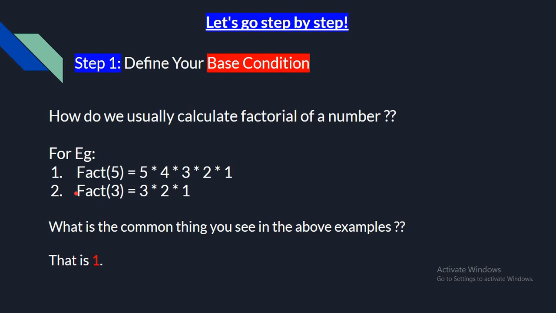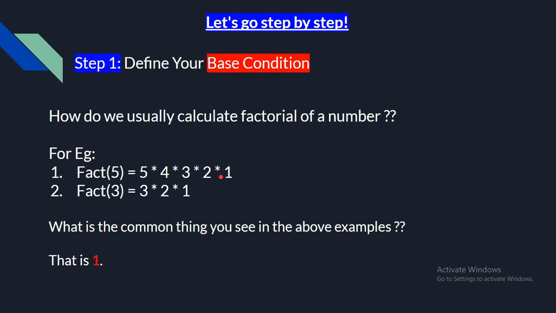That is 1. So that means whenever we calculate a factorial of a number, we run into some common thing, that is some base, which will always lead to the termination of the program. And that common thing here is 1. So we define our base condition as 1.